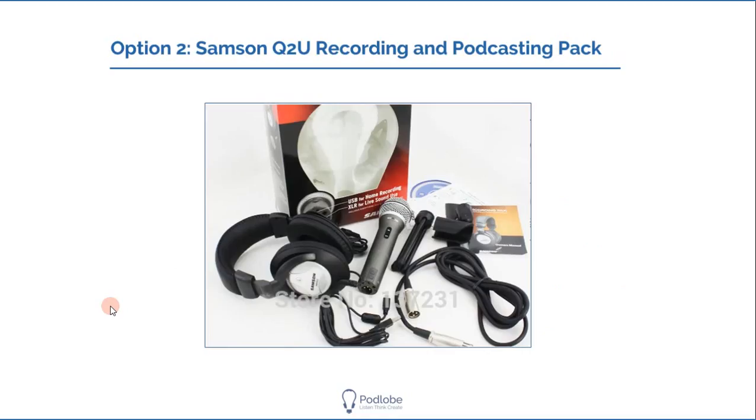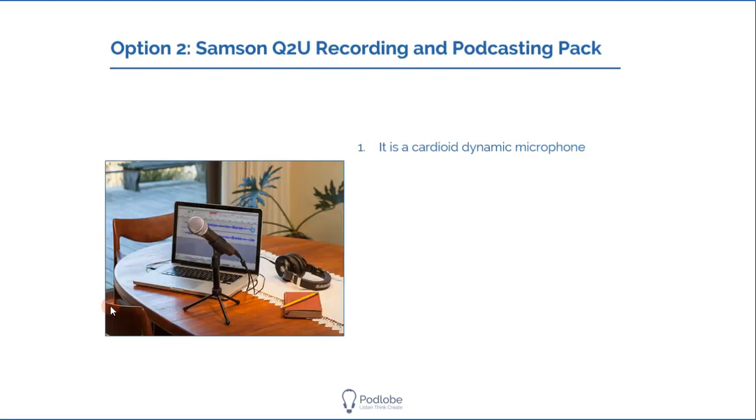Let's move on to the next option I have in store for you, and that's the Samson Q2U recording and podcasting package. Now, this is another affordable but great mic that you can use out there. It's cardioid and it's a dynamic microphone. Remember what we said about cardioid polar pattern and how it picks sounds from mostly in front of it, although it takes more from some sides, but unlike the unidirectional that is just straight, its own is a bit curved out round to cover your mouth.